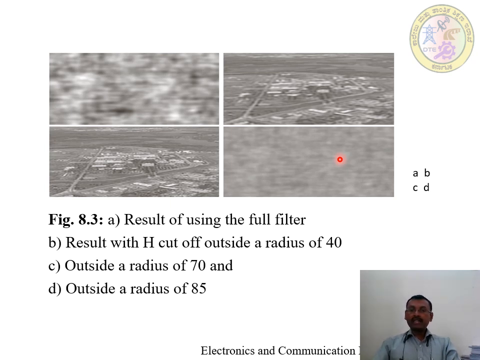Figures 8.3b, c and d show the result of cutoff values of the ratio G(u,v) / H(u,v) outside a radius of 40, 70 and 85 respectively. The cutoff was implemented by applying the ratio with a Butterworth lowpass function of order 10, and this provided a sharp transition at the desired radius. The radius near 70 yields the best results, as you can see in figure 8.3c.